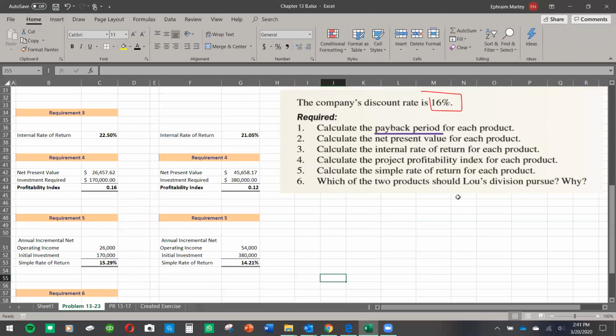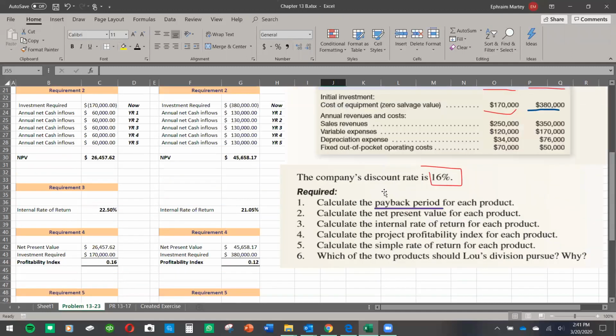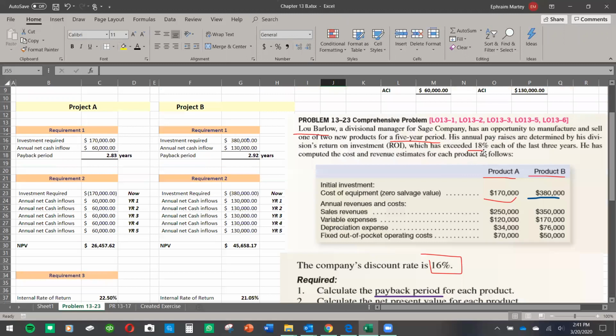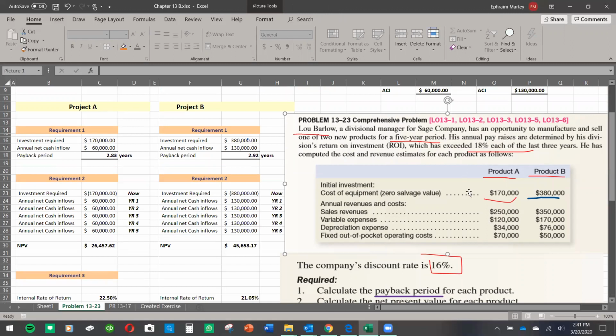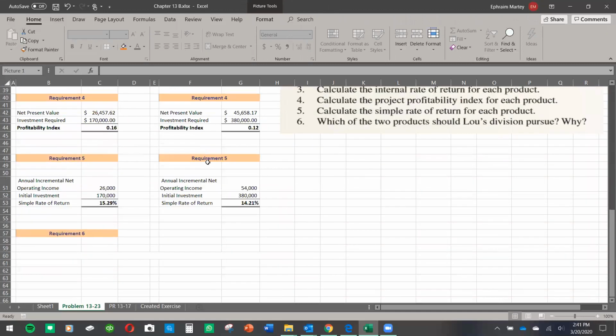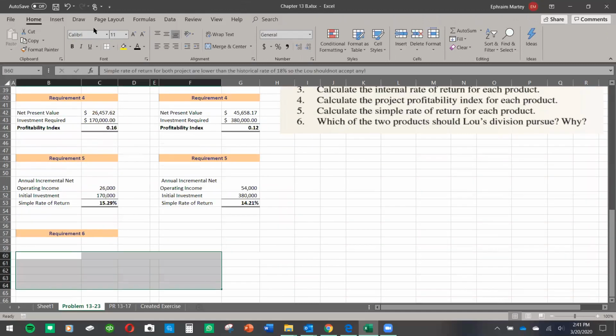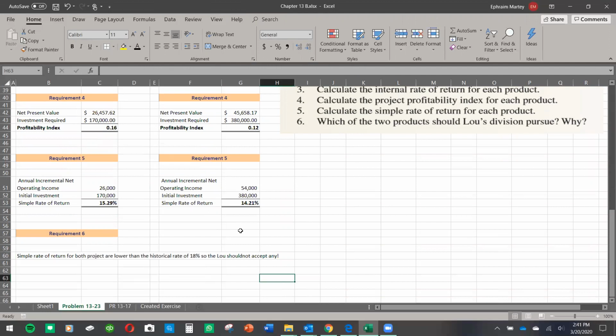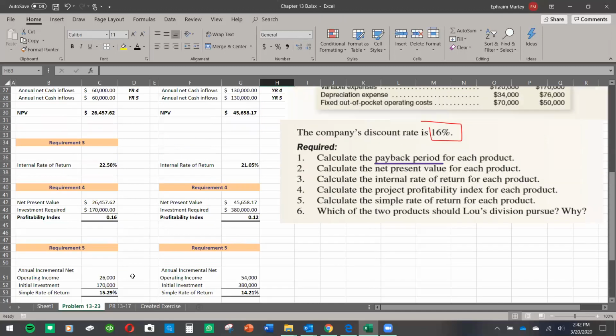But with the simple rate of return, 15% is lower than 18% here. So that means Lou is going to lose some annual pay raises. He is likely not going to accept the investment in either of these two, because the simple rate of return for both projects is lower than the historical rate of 18%.